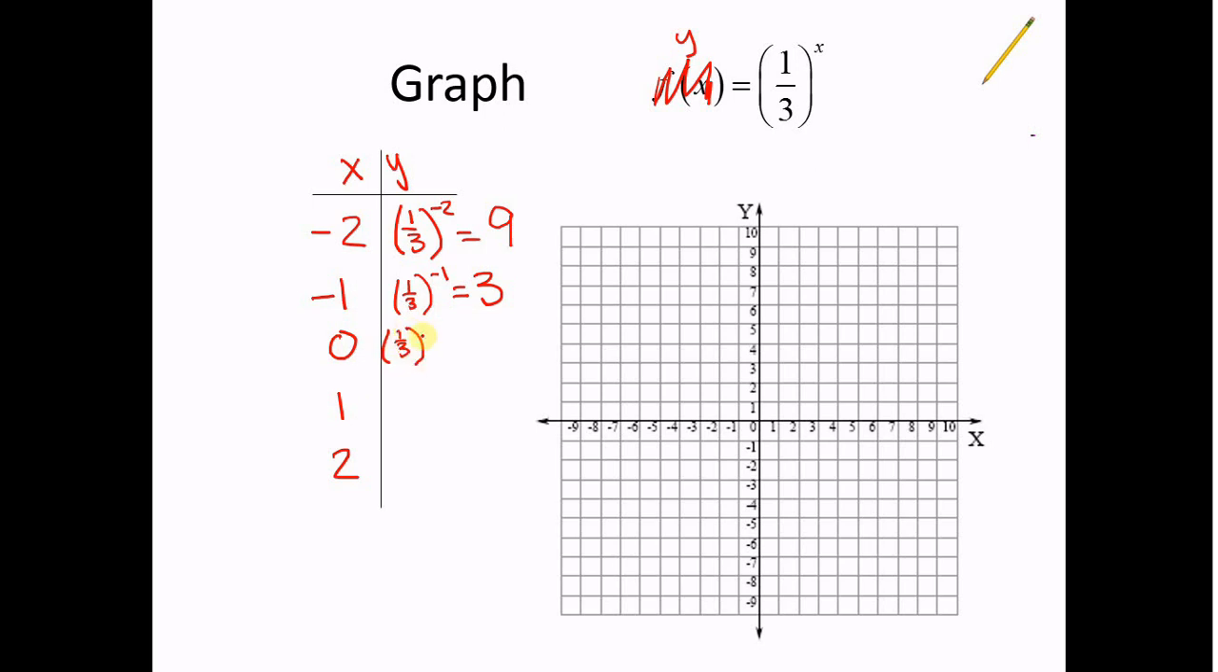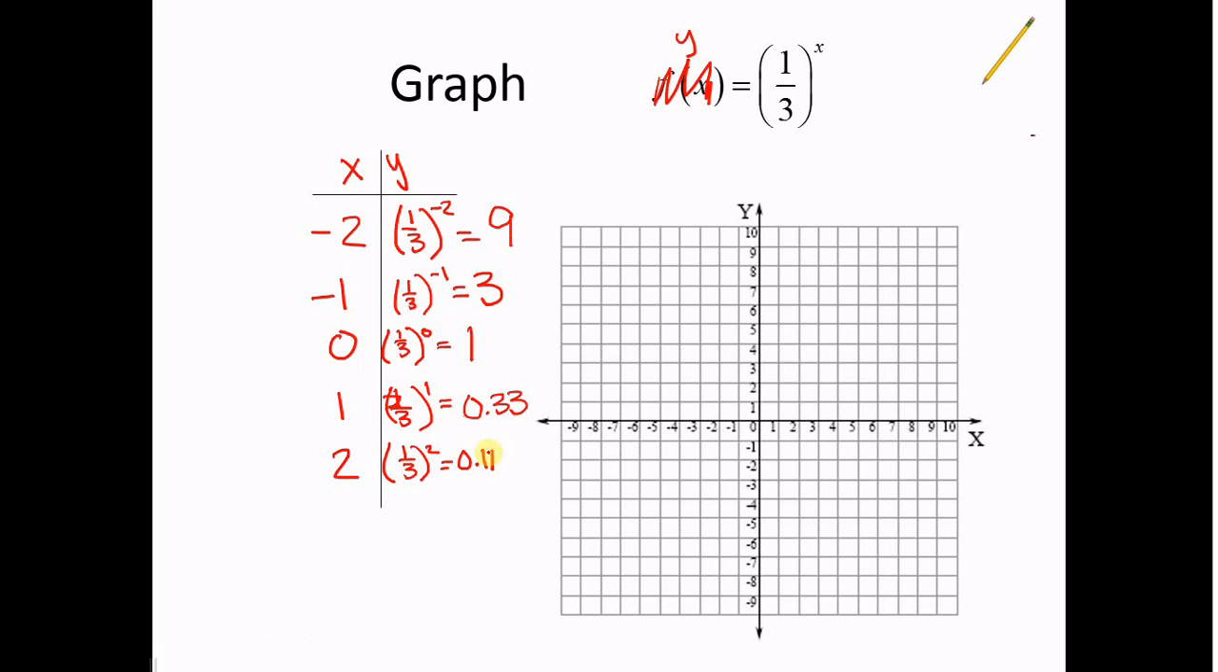1/3 to the 0 power. Notice I'm just taking the x I want and plugging it in. Anything to the 0 power is 1, so you shouldn't have needed a calculator. That's just 1. 1/3, excuse me, to the first, that is 0.33. And 1/3 to the second, that is 0.11. So you will get decimals when you're graphing these.